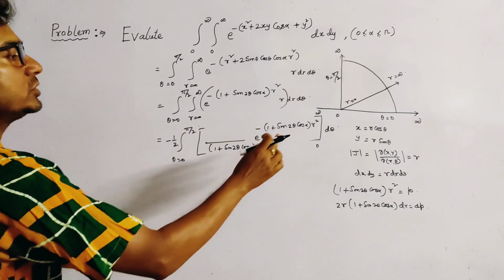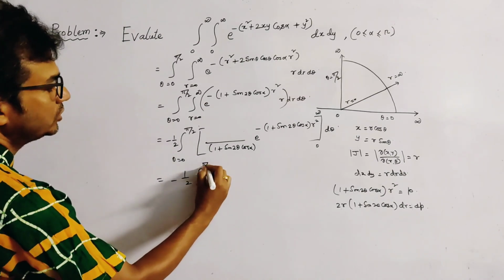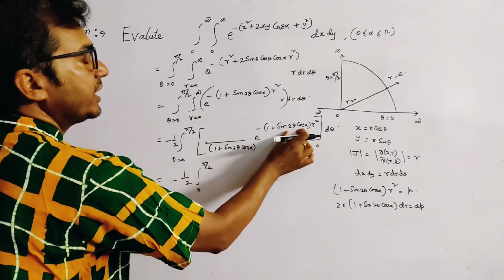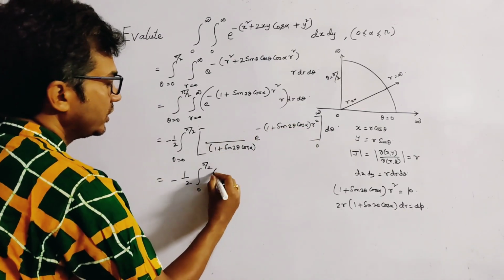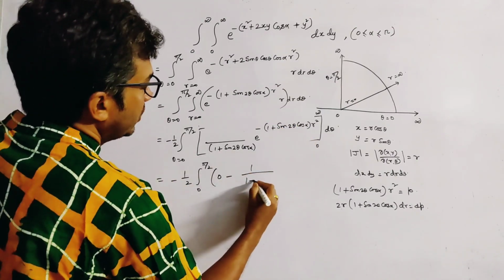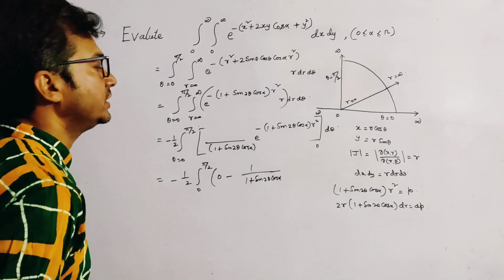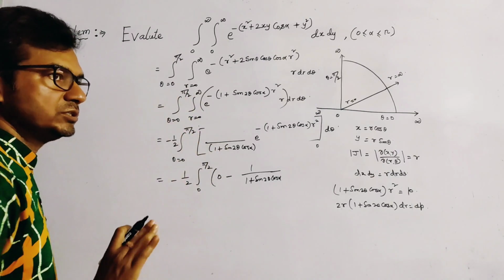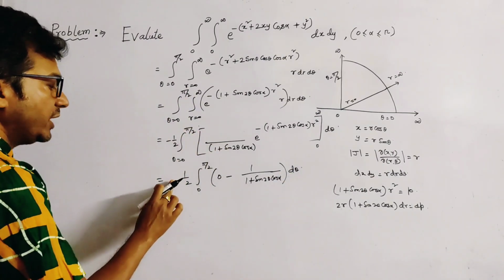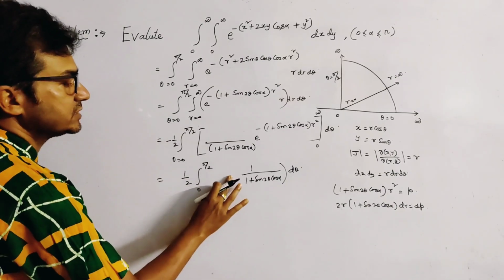Now put the range, we get minus half into the integral from 0 to pi by 2. If we put the upper limit infinity, then e to the power minus infinity becomes 0. And when we put the lower limit, this is 1 by (1 plus sin 2 theta cos alpha), and e to the power 0 means 1. Minus and minus cancel out and we get the next line like this.